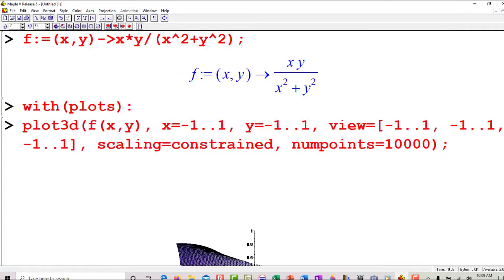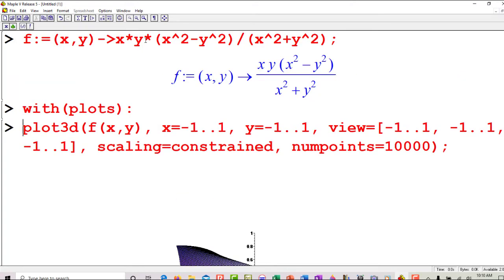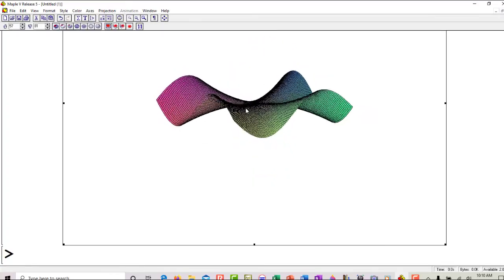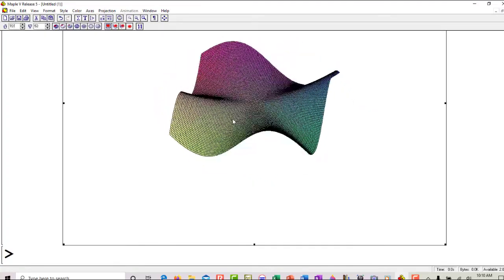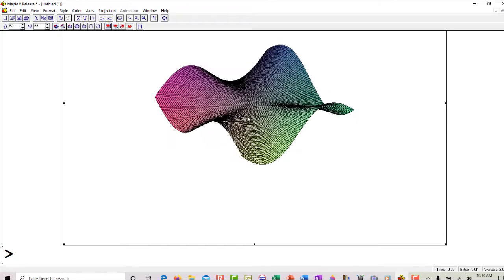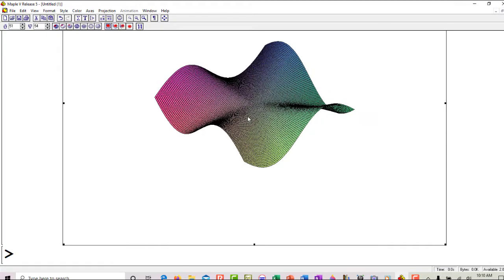What about that function that we dealt with earlier? It was x times y times x squared minus y squared all over x squared plus y squared. Now, that function should be continuous. We proved that that function is continuous at the origin. The question was, what about the first order partials? Are they continuous at the origin? And how about those second order partials? It was really the second order partials that became the issue.